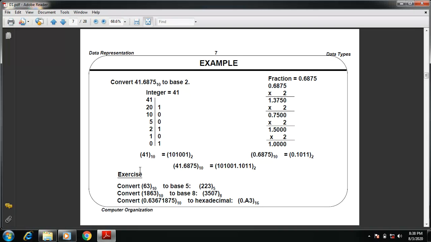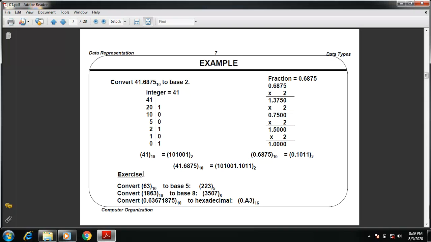The next part is the fractional part. We take the fractional part 0.6875. Now we multiply by 2, that is 0.6875 times 2. We get 1.3750. Now we take 1 as the integer part. After that 0.3750, again multiplied by 2, gives 0.7500. Now the digit is 0. Again we take 0.7500 multiplied by 2, then 1.500, so 1 is the digit. Again we take 0.500 multiplied by 2, so we get 1.0. So we take all the digits from top to bottom.